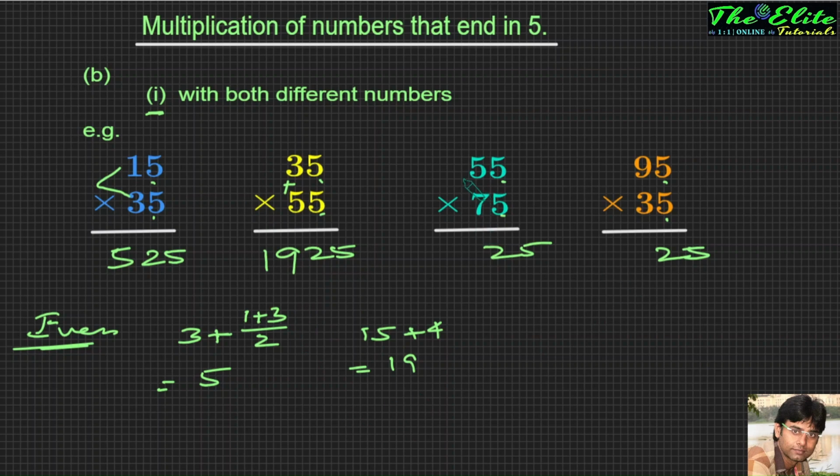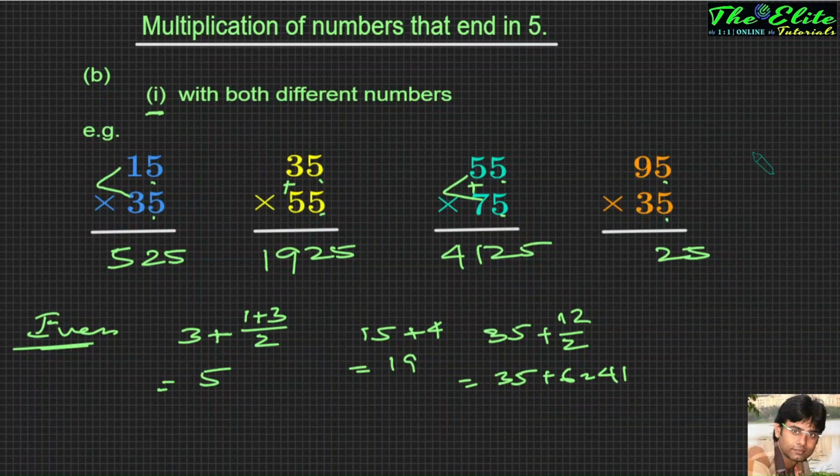So 5 times 7 is how much? 35. In 35 you are going to add half of the addition of these two numbers. Okay, 5 and 7 gives you 12. So half of 12 is 6. So 35 plus 6 will give you how much? 41. And that is the number you will be writing here.